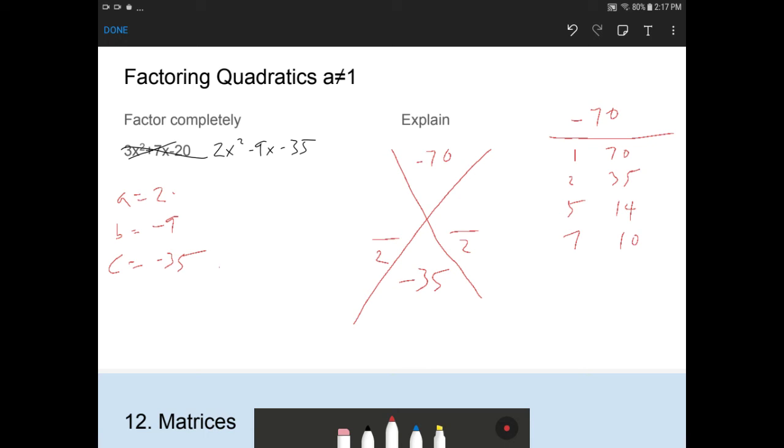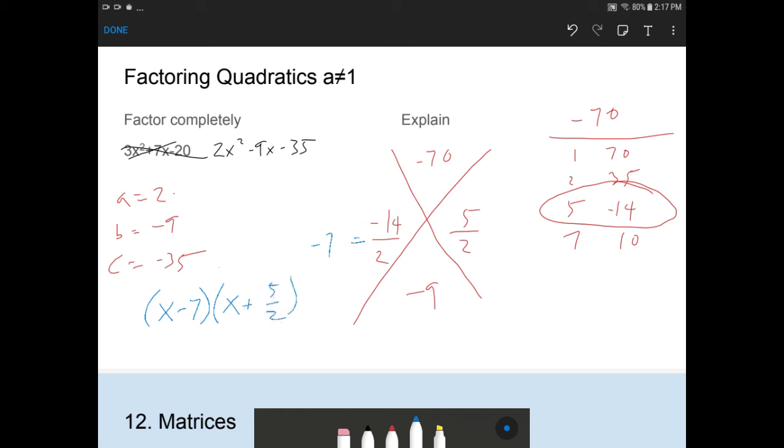Oh, shoot. I see what I did. This is supposed to be 9. Okay, so which of these have a difference of 9? These have a difference of 9, and so we need that to be negative. So negative 14 and 5. So this is going to be negative 7. So x minus 7 and x plus 5 over 2. And we just bring this 2 over here. So x minus 7 and then 2x plus 5.